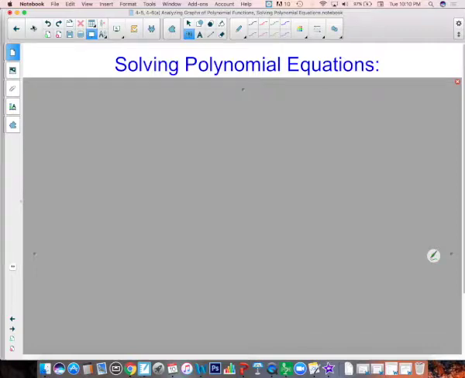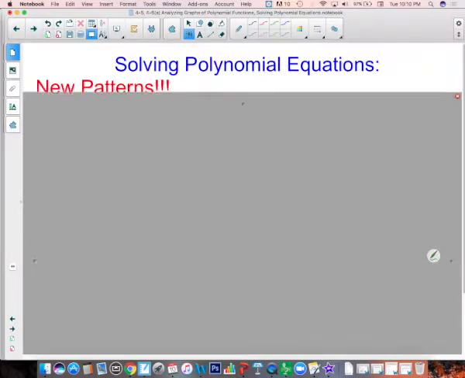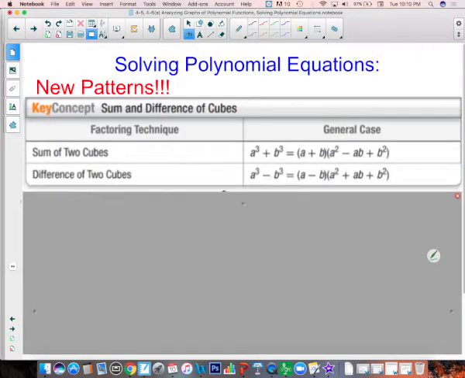Okay, so this is where we're going to do some more factoring again. So starting out, solving polynomial equations, we got a couple of new patterns. Alright, so we have the sum of 2 cubes and the difference of 2 cubes. I want you to write these patterns down because these are factoring patterns that we're going to need.